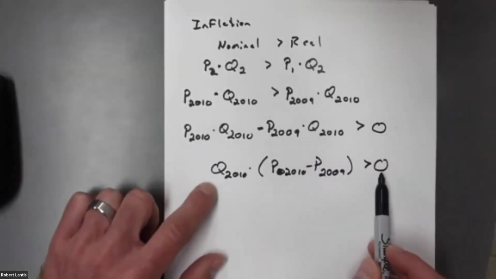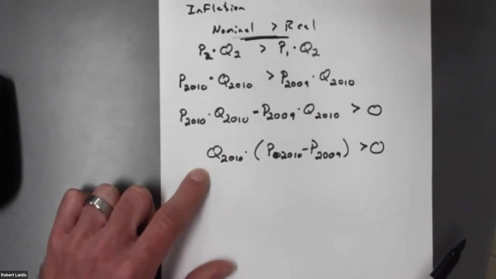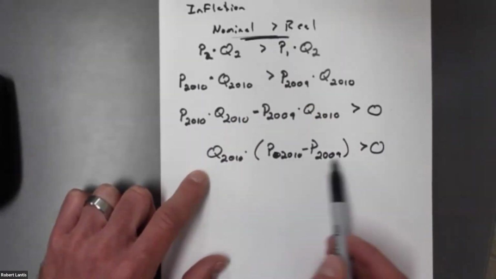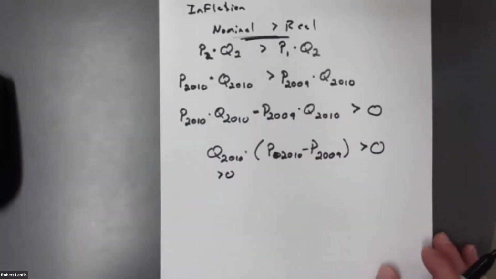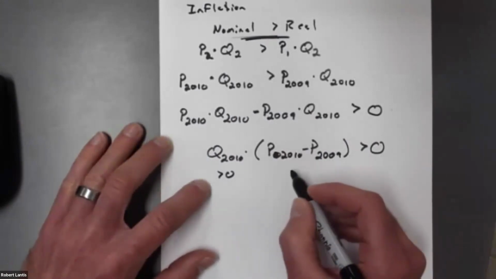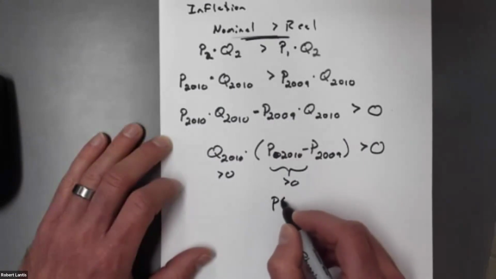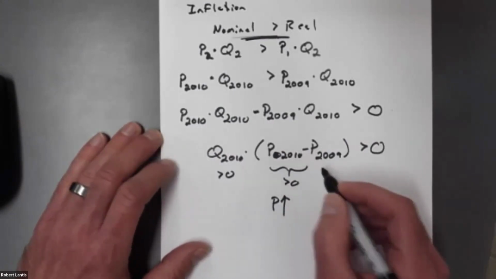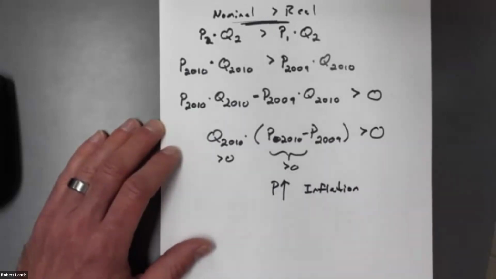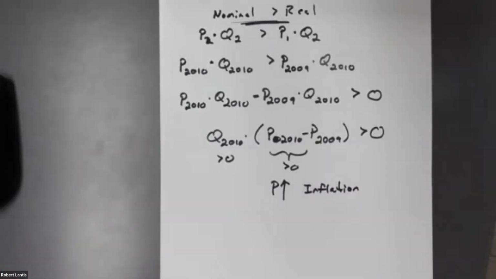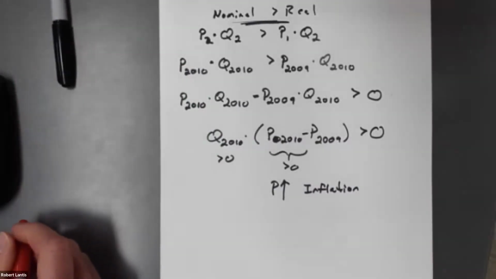So what is the only way that this equation holds? Remember, we originally started with nominal GDP being greater than real GDP. The only way this equation is above 0 is, well, quantities have to be greater than 0, right? We can't produce negative units. So the only way this would still be positive is if the price difference is positive, which can only occur if we have prices increasing, right? 2010 prices are greater than 2009, or if we had inflation. Okay. Any questions on this idea before we keep moving?